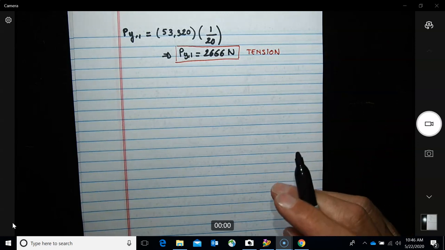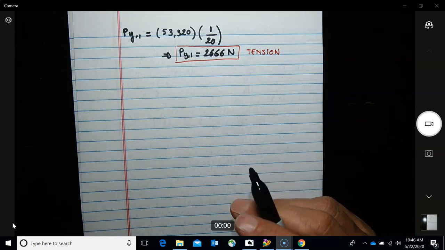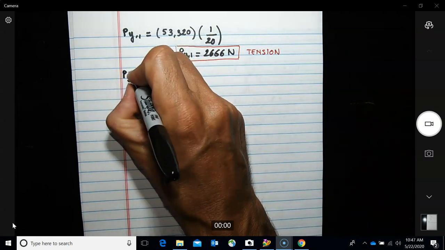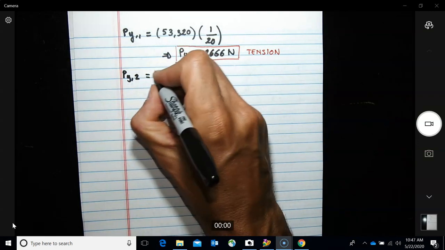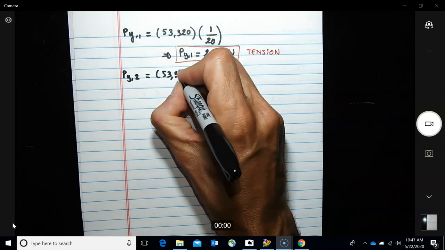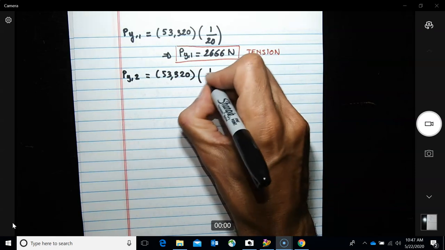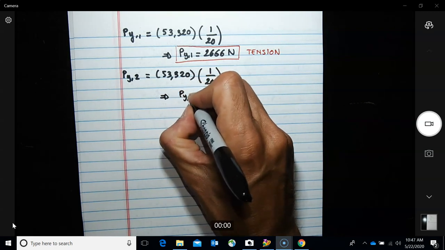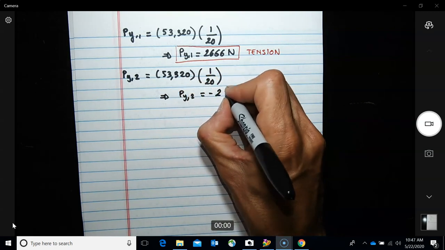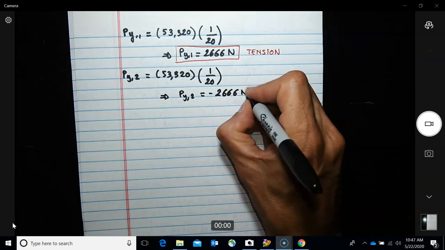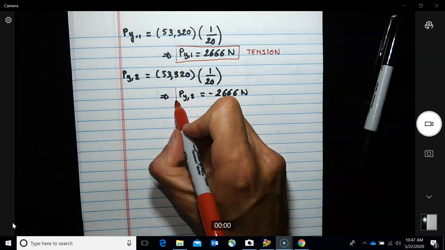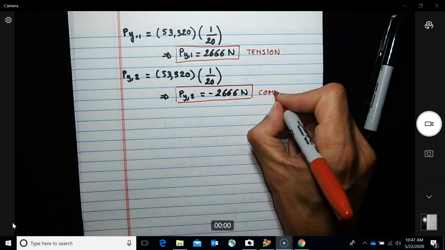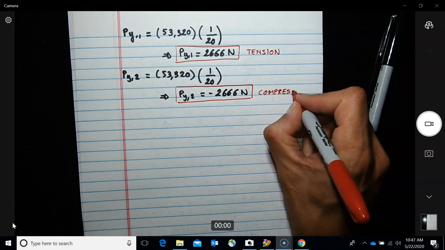Okay, similarly, we can find PY2: 53,320 times 1/20. So this will give us PY2 equal to minus 2,666 newtons. But this time this one will be in compression, and that's why I added the negative sign.